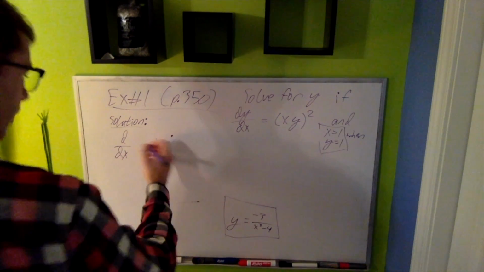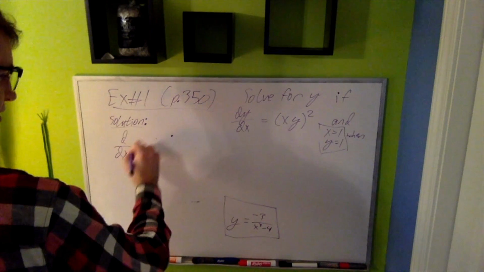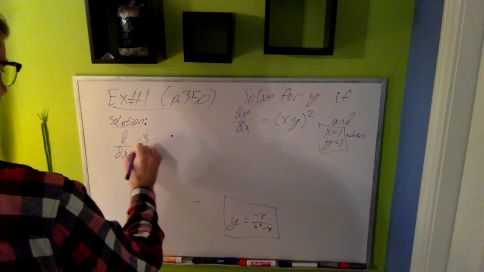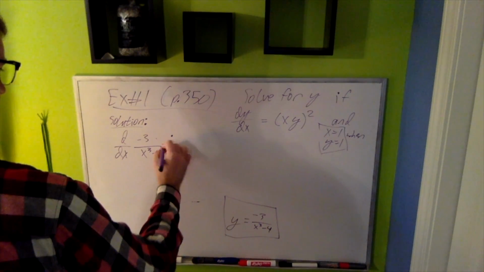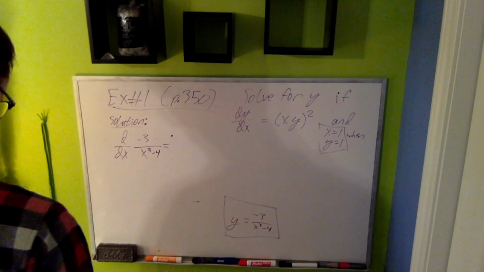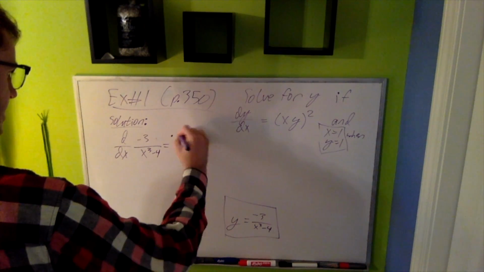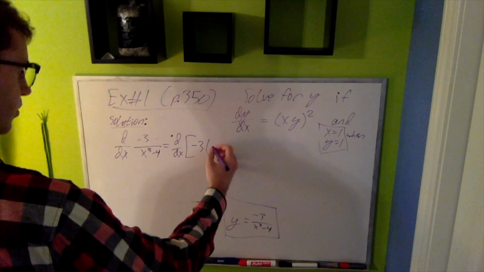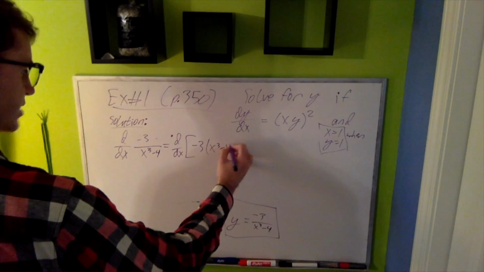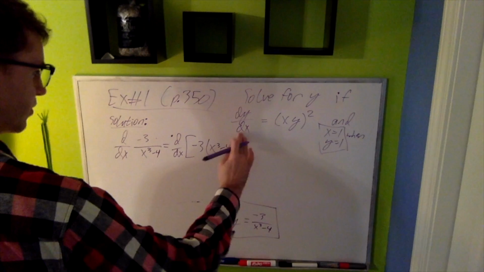So the derivative of y will be the derivative of negative 3 over x cubed minus 4. To find that derivative, I'm going to rewrite this slightly. I'm going to say the derivative of, it's going to be negative 3 times the quantity x cubed minus 4 to the negative 1.